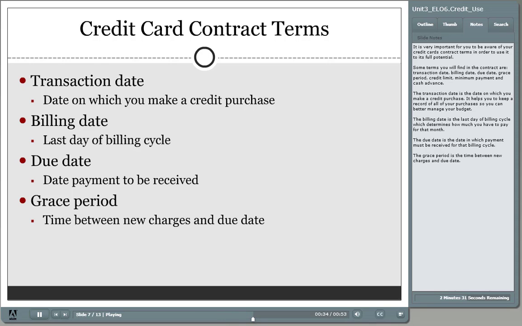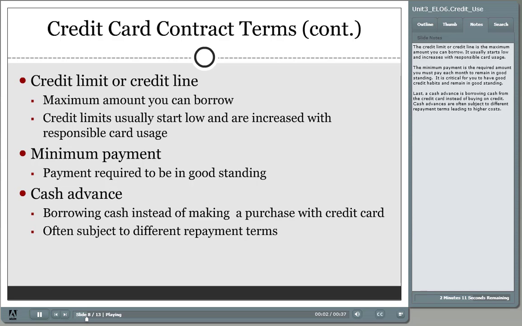The billing date is the last day of the billing cycle, which determines how much you have to pay for that month. The due date is the date in which payment must be received for that billing cycle. The grace period is the time between new charges and the due date. The credit limit or credit line is the maximum amount you can borrow. It usually starts low and increases with responsible card usage.